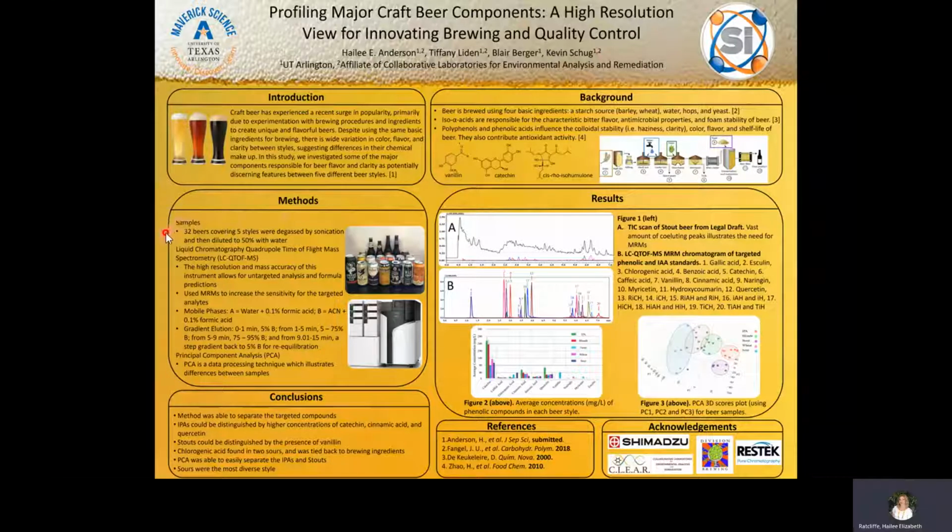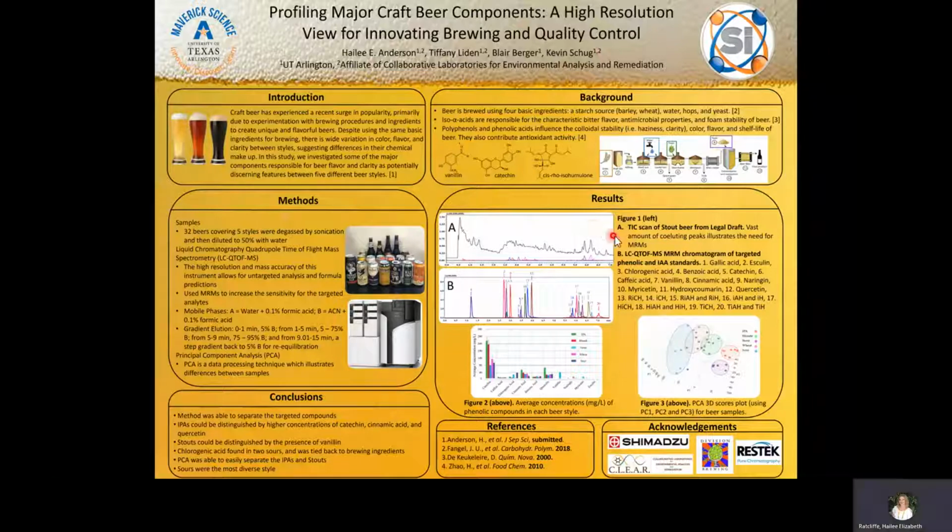To perform this study, we obtained 32 beers covering 5 different styles, which were degassed by sonication and then diluted to 50% with water. The styles that we looked at are IPAs, blondes, stouts, wheats, and sours. After sample prep, we ran these beers on a liquid chromatography quadrupole time of flight mass spectrometer, or LC-QTOF-MS. This instrument has high resolution and mass accuracy, which allows us to perform both targeted and untargeted analysis.